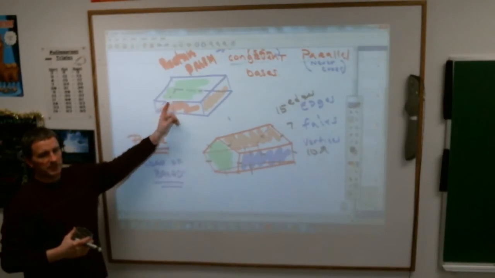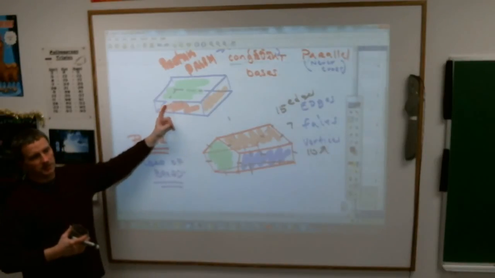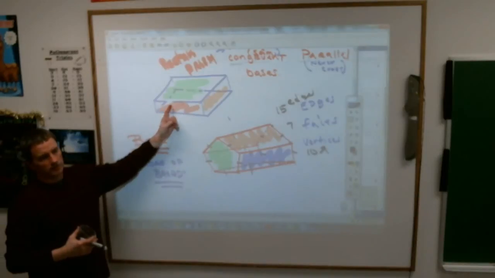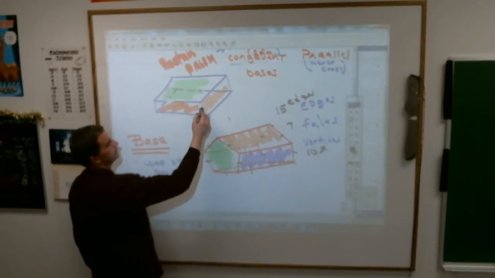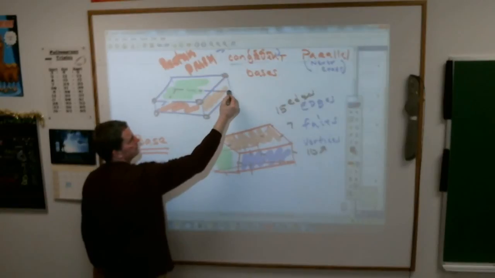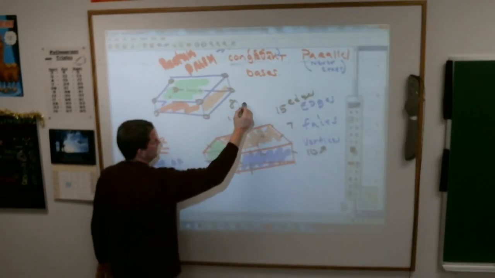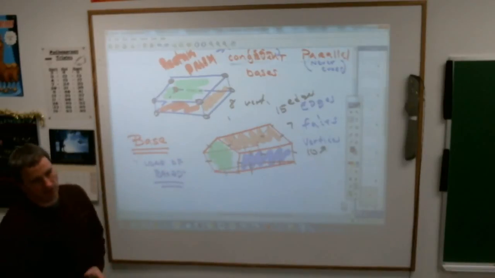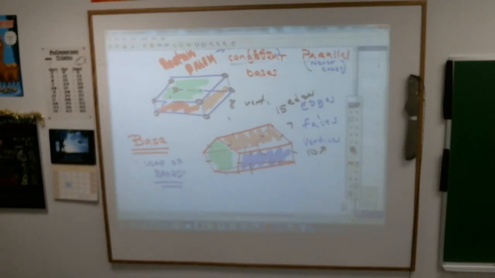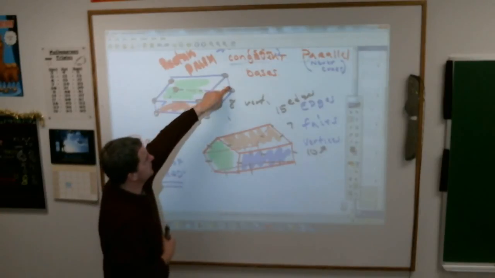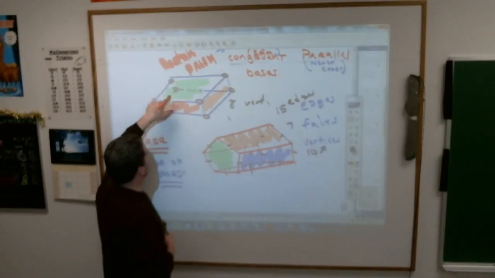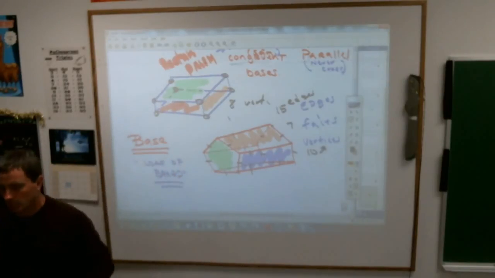How about this? How many vertices on the rectangular prism? How many vertices up here on my rectangular prism? Eight. 8 vertices. How many edges? What do you think? Good. Edges? One, two, three, four, five, six, seven, eight, nine, ten that I must have erased. Eleven, twelve. Gotta get that. Perfect.